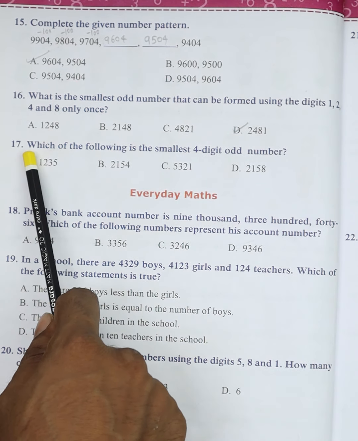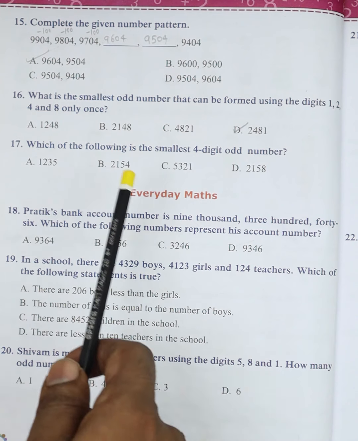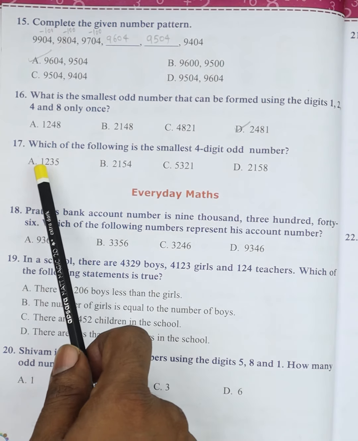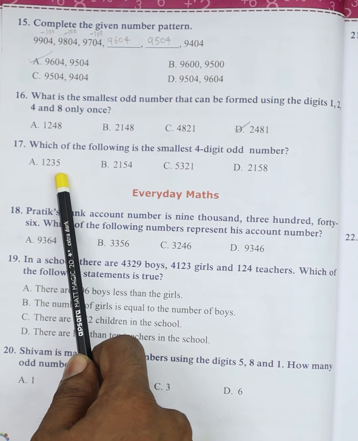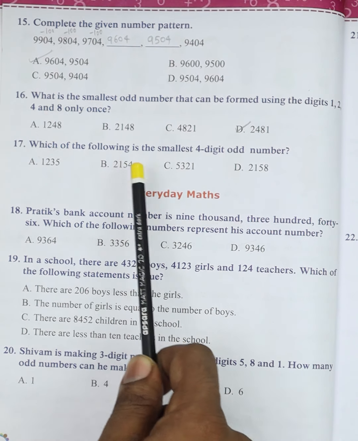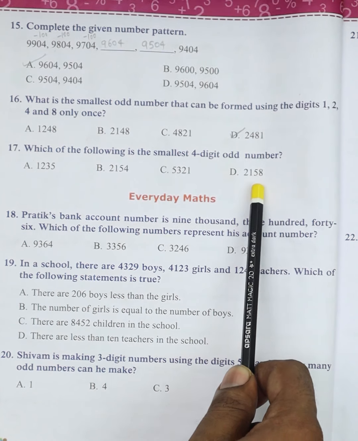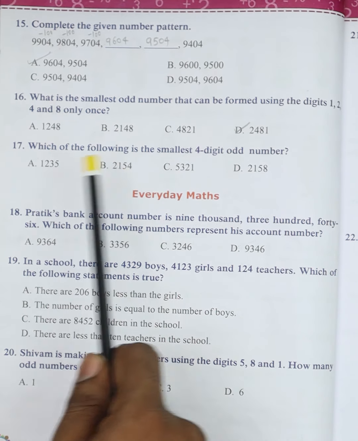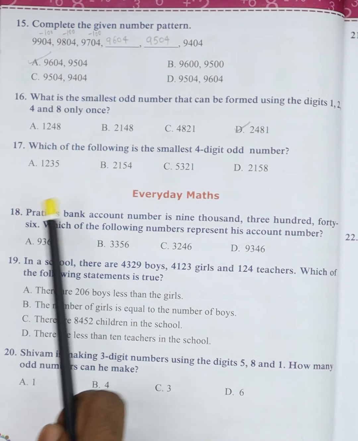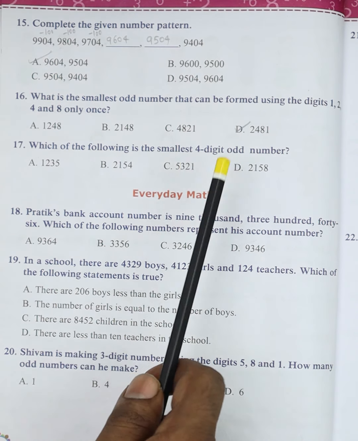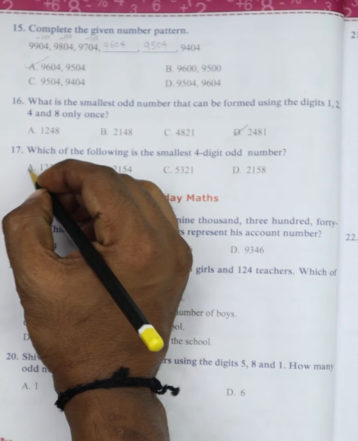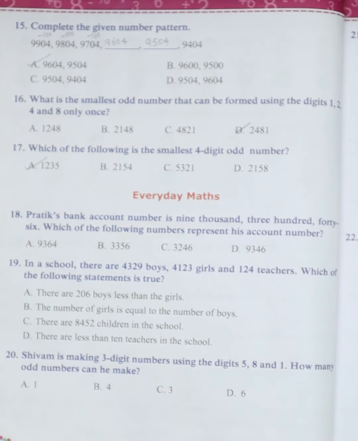All right. Question number 17. Which of the following is the smallest 4-digit odd number? The options are 1235, 2154, 5321, 2158. If I look at these numbers, A and C are the only odd numbers, and between these two, 1235 is the smallest 4-digit number. So the answer is A.